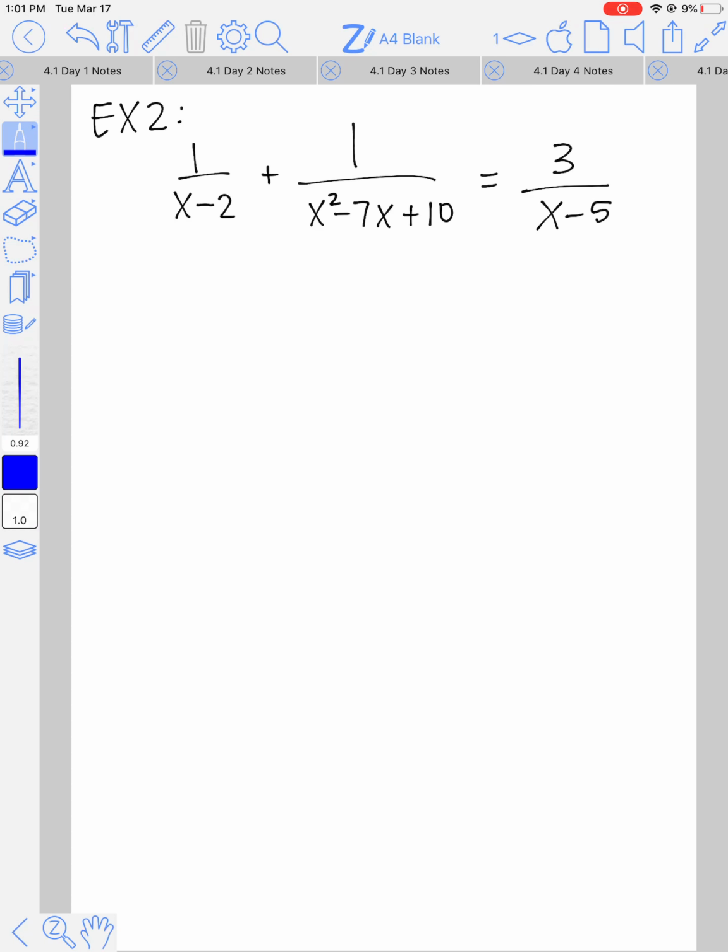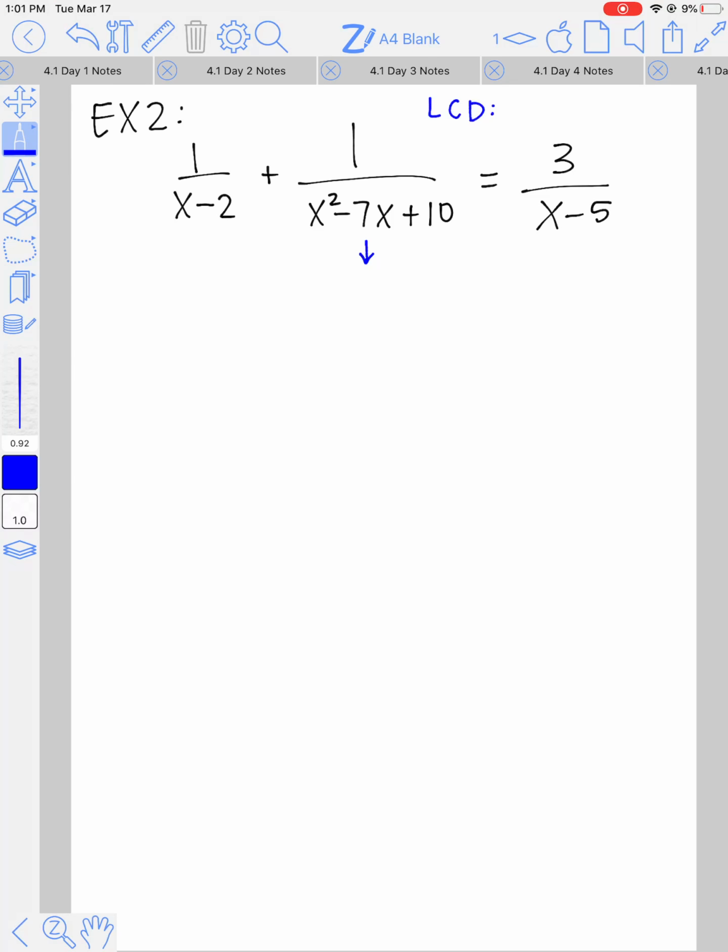So this time we have a rational expression plus a rational expression equal to another rational expression. Okay, so this one looks a little scarier, but I promise it's not too bad. Again, the first thing that I want to find is the least common denominator. So the first thing that I'm going to do is factor this middle thing. Anytime that you have a denominator that can be factored, I would always try to do that first.